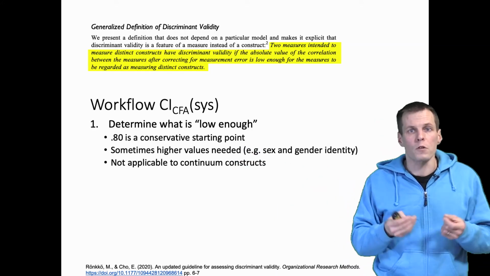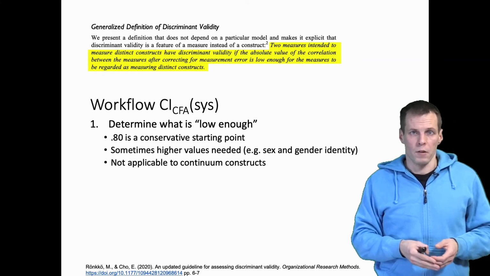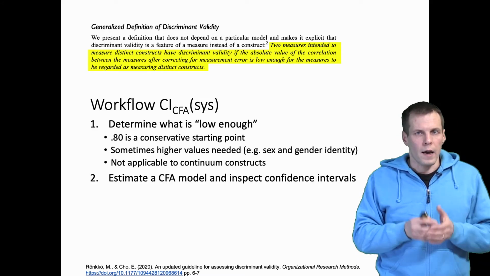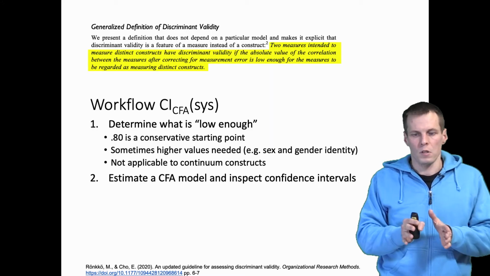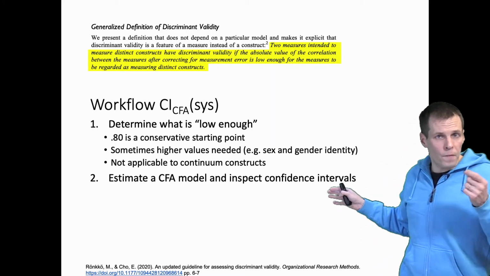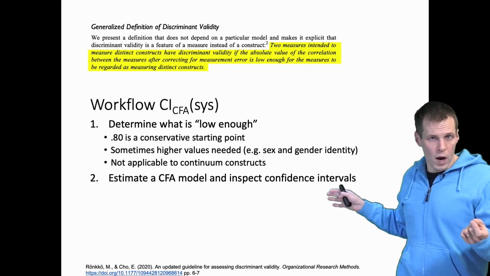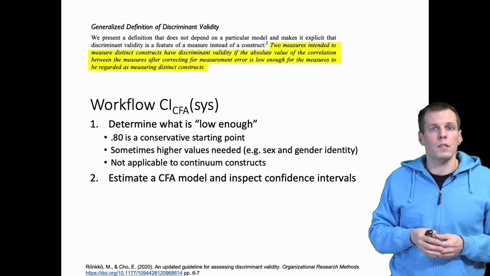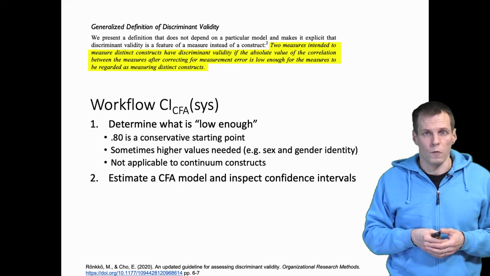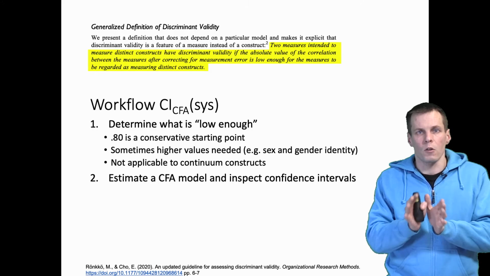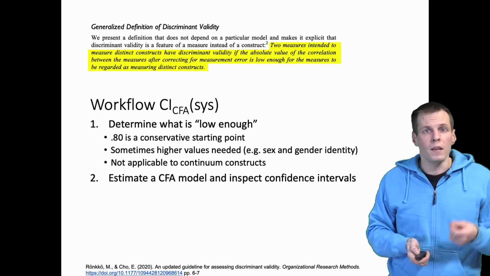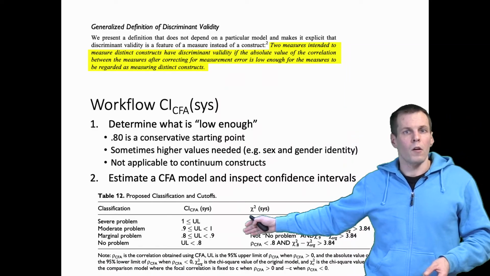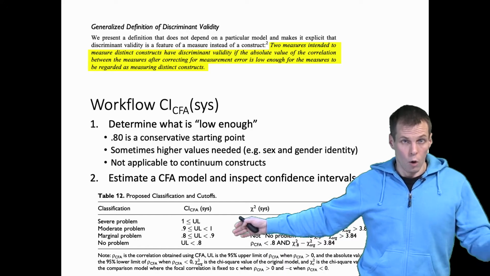Of course, if you have good reasons to use other cutoffs, then justify your reasons and go ahead and use other cutoffs. Then we estimate a confirmatory factor analysis model and inspect the confidence intervals of the correlations. We recommend that this is done by fixing the factor variances to be ones instead of scaling the factors by fixing the first loadings. Alternatively, you can simply request standardized estimates from the statistical software and inspect the confidence intervals based on the standardized estimates. And then you determine a class for each correlation by looking at the upper limit of a confidence interval, or if it's a negative correlation, then you look at the lower limit.